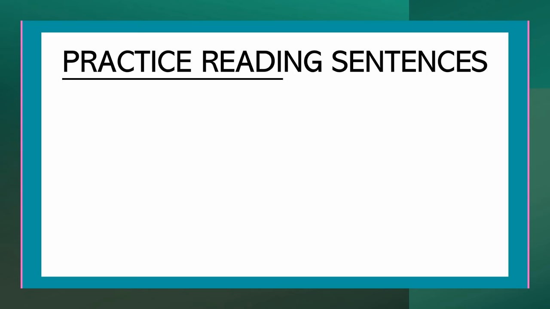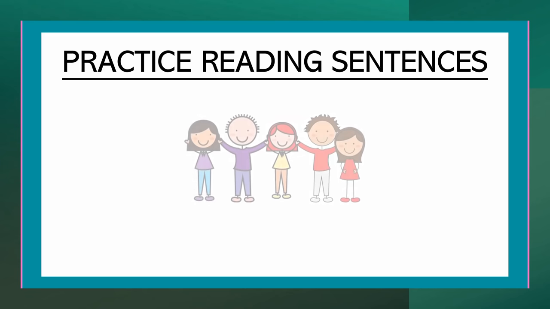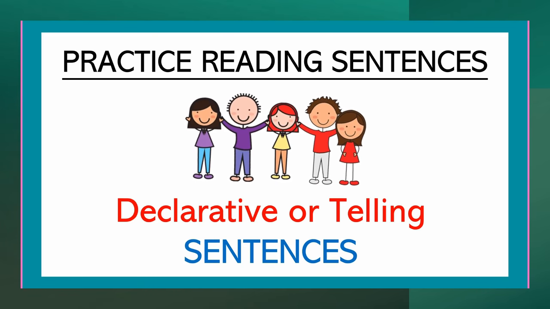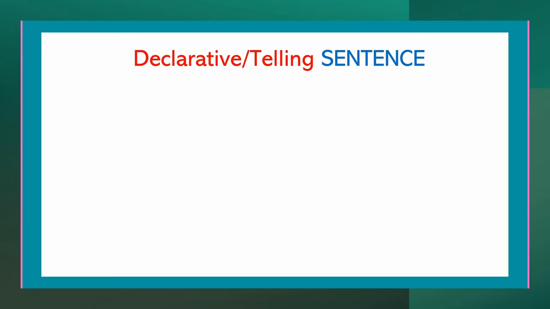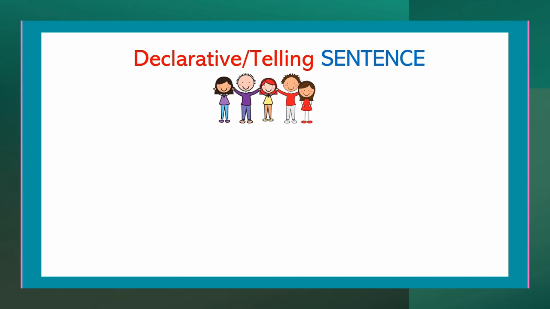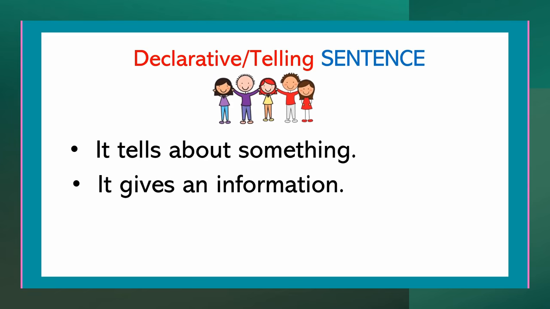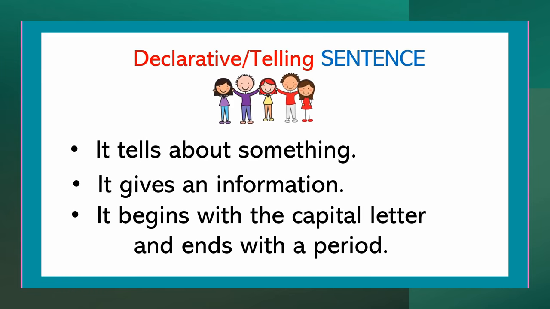Now, let's learn about another kind of sentences. Declarative or telling sentences. What is declarative or telling sentence? First, it tells about something. It gives an information. And it begins with a capital letter and ends with a period, like this.